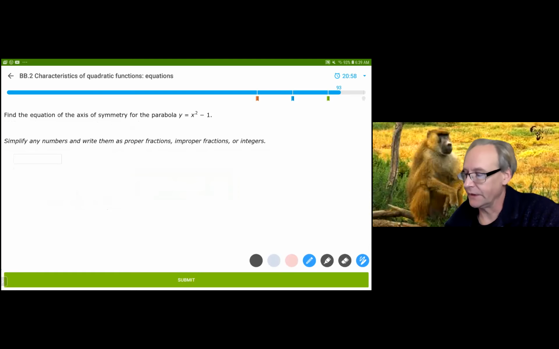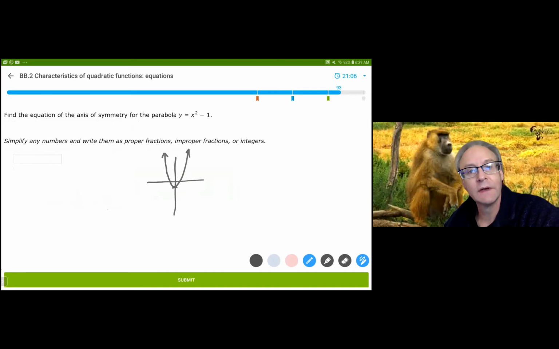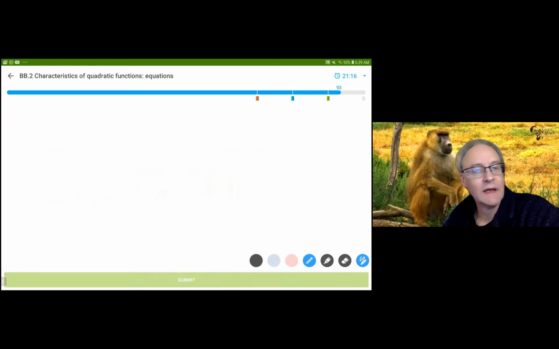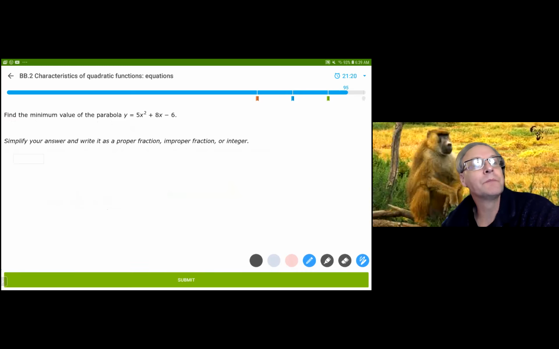Axis of symmetry. Well, if you know what it looks like, it's right here. There's my graph. The axis of symmetry is right there. X equals 0. It's the y-axis. I keep reading the question just to make sure I didn't read anything weird into it.